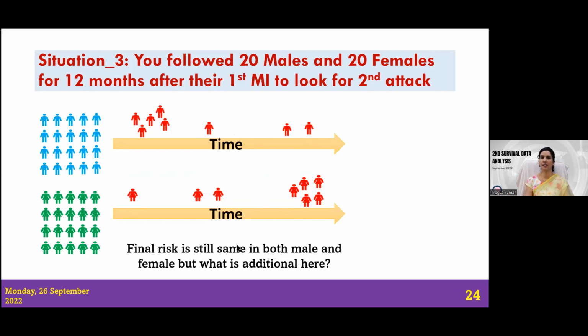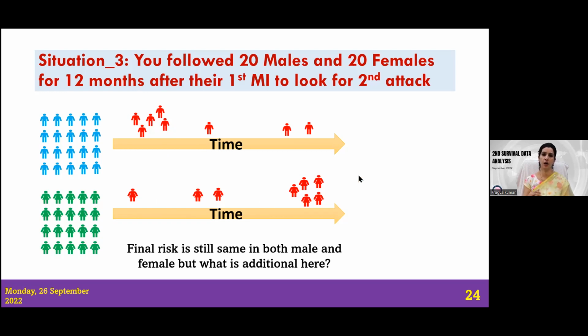But what is the additional? So men got their second MI earlier. If you see this time period, maybe it is 12 months, and you can divide this hypothetically as 4, 4, and 4. So in the first 4 months, you will see that 5 men had the second MI. Whereas in case of women, it was only one woman who got the second MI within 4 months of the first MI. So more men suffer in the beginning and more women suffer in the end. Yes. So ultimately, you can say, yes, Dr. Saurabh is right that males are more likely to have a recurrent attack earlier compared to females.